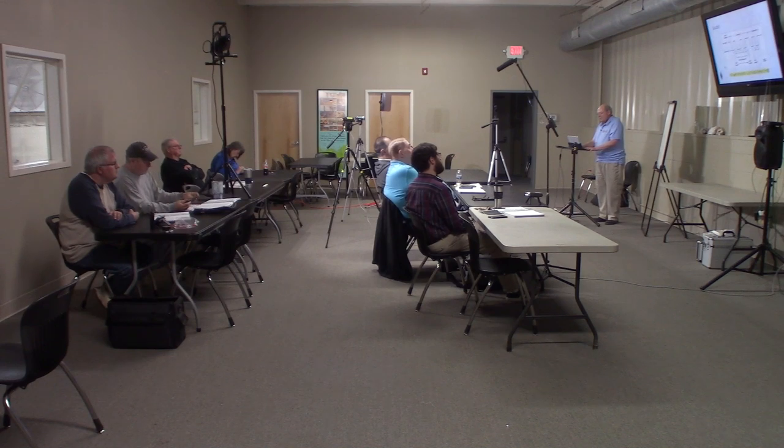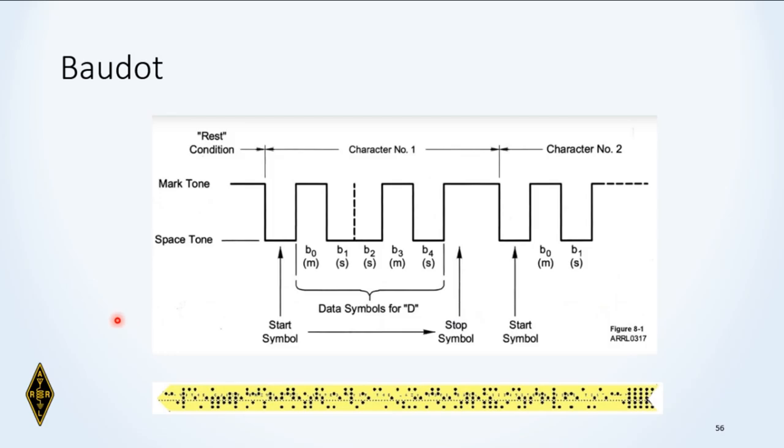And here's how the code actually breaks down. There's a mark tone and a space tone, and here we're dealing more in radio terms rather than teletype machines. Anybody know where mark and space came from, those terms? Gary's doing sign language with his finger back there. But you're supposed to go up so that we have the right baud rate.